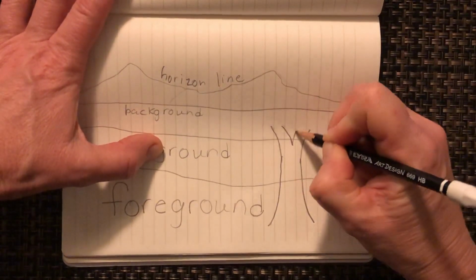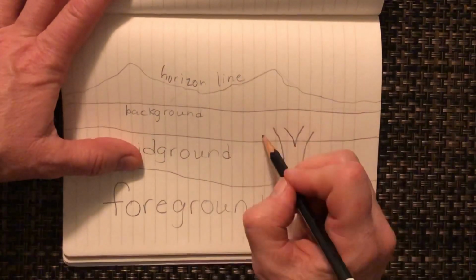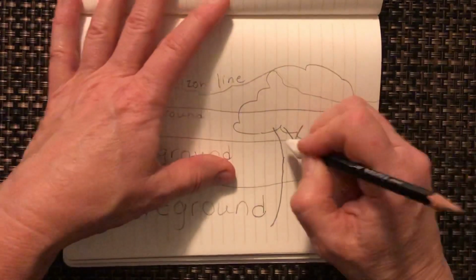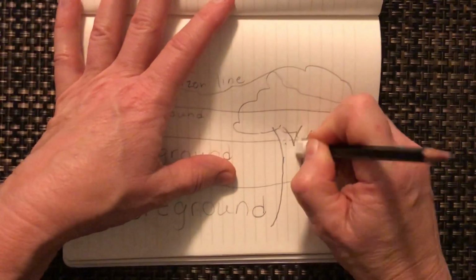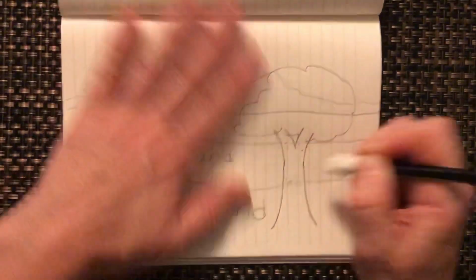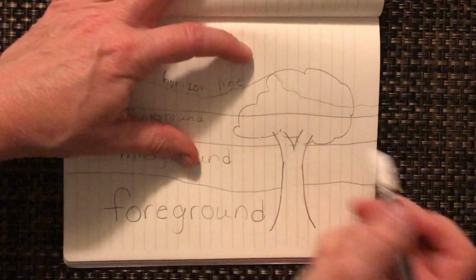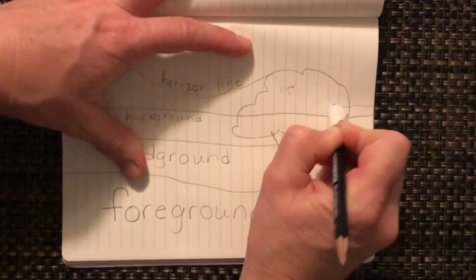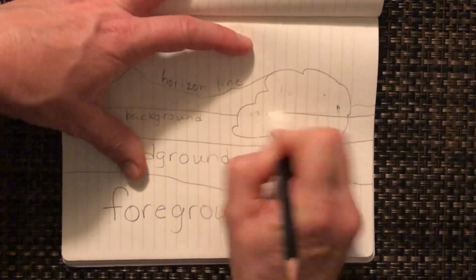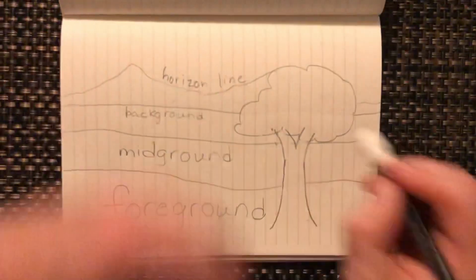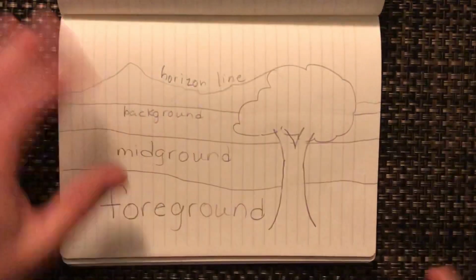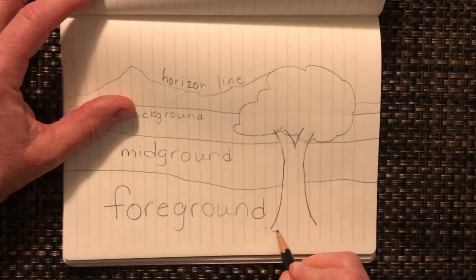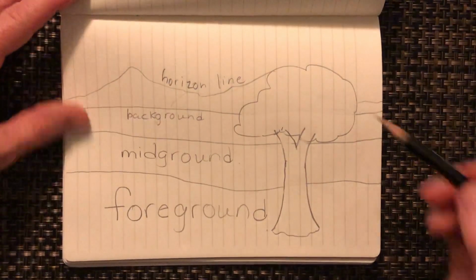And yes, it's coming across the midground and the background, but it's actually starting growing down here in the foreground, right? So I'm going to erase these lines because my tree would be in front of them, okay? So my tree is nice and big and it's in the foreground, okay?